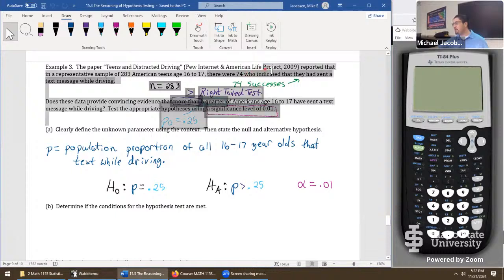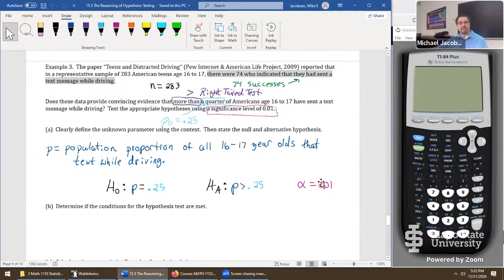So this is self-incriminating, basically. You always have to think about that in the data. It doesn't mean exactly 74 text while driving. These are the ones that were just willing to indicate that they did. So the question was, does the data indicate that more than a quarter of these Americans in that age range have sent a text message while driving?